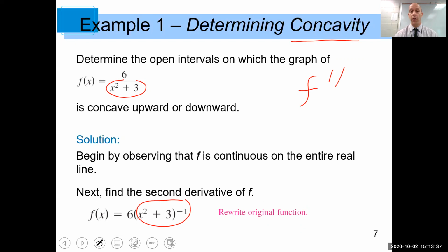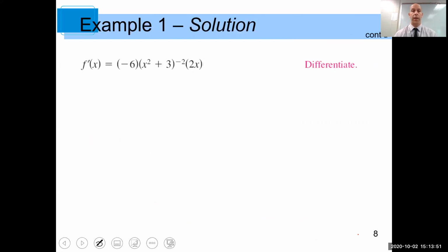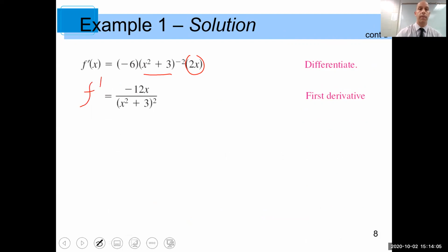So the outer function, if you will, you could think of this as 6u to the -1, right? So this is the outer function. The inner function would be x squared plus 3. So now we can do the chain rule. Applying the chain rule, we leave the inner function alone. We do our power rule, and then we do the derivative of our inner function. We can then simplify that by bringing this x squared plus 3, which is to the -2, to the bottom. So this is f prime.